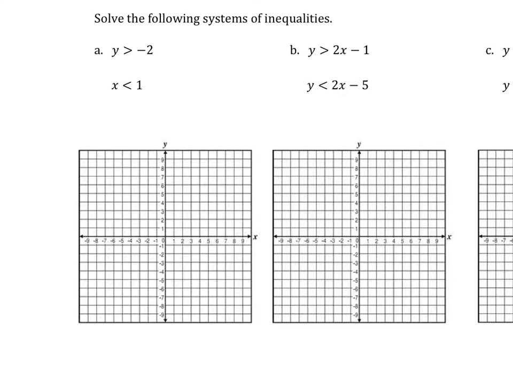Example 3, so 3a, y is greater than -2. When we graph lines, remember we pretend like it's equals just for graphing purposes. So if this was the equation y equals -2, what would that line look like? If it's just y equals a number, yeah, it's just a horizontal line. So at the value of -2, it's going to be a horizontal line. Will it be a solid line or a dashed line? Dashed. So a dashed horizontal line going through y equals -2. Again, label it dashed.